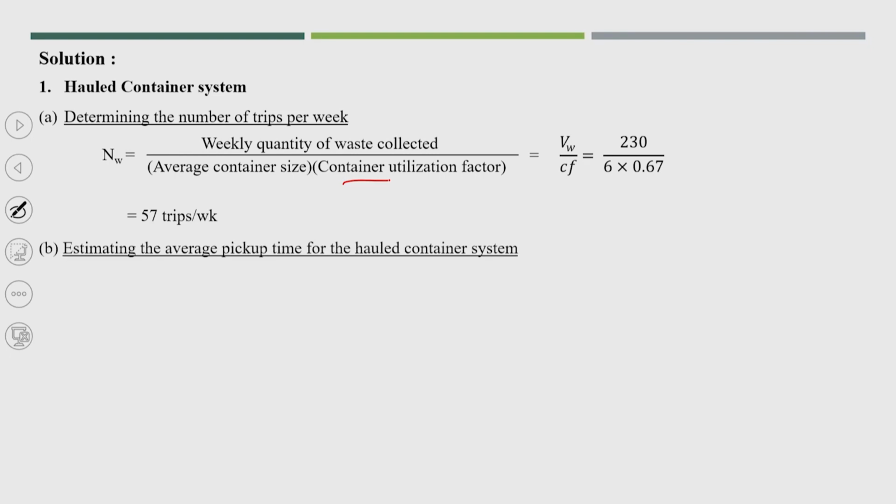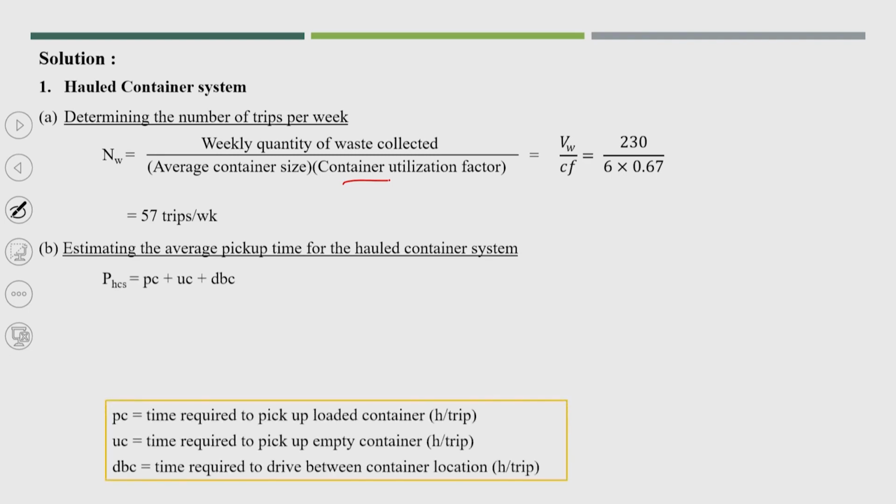Now, we will estimate the average pickup time for the haul container system. That is PC plus UC plus DBC. This is already known to you people.